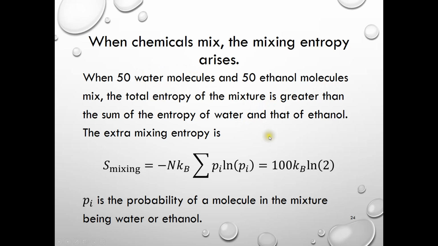We can calculate the mixing entropy using this formula. We just plug in numbers. N is the number of molecules. 50 plus 50, we get 100 here. K sub B is Boltzmann constant. And then we just need to sum up all those p_i times the logarithm of p_i. A molecule in the mixture can be water or ethanol. In this case, 50-50. So we just need to have two terms of 0.5 times the logarithm of 0.5. The result is this.